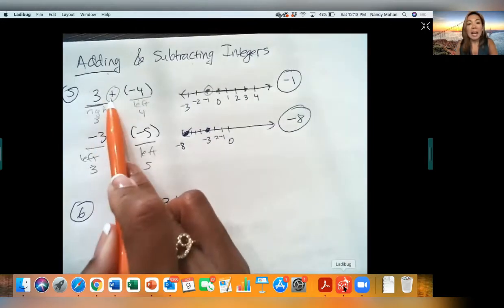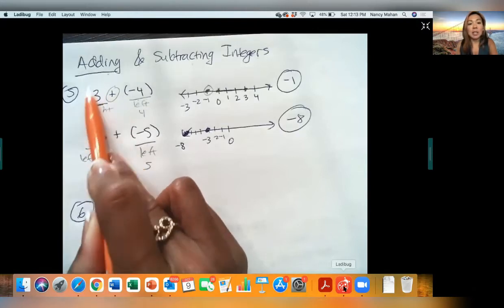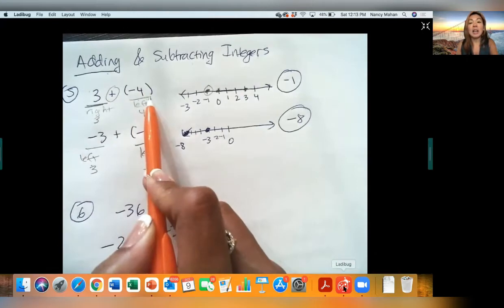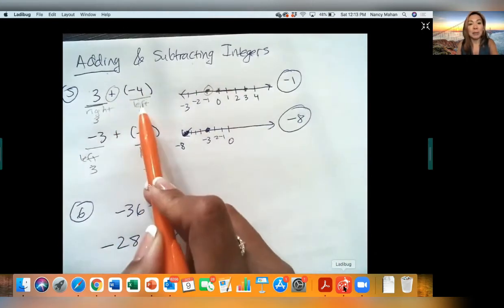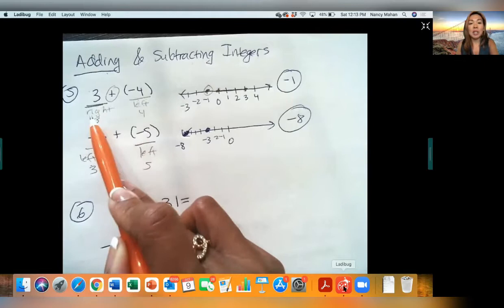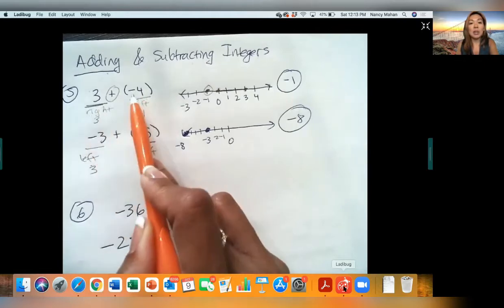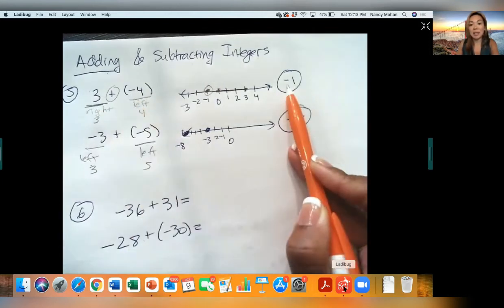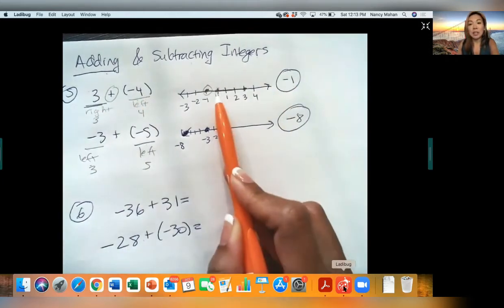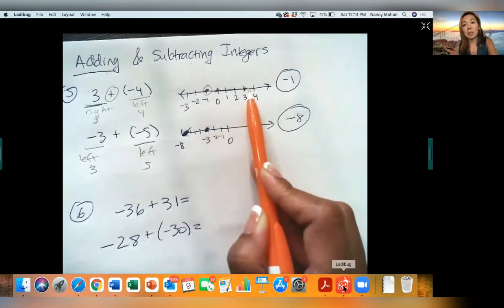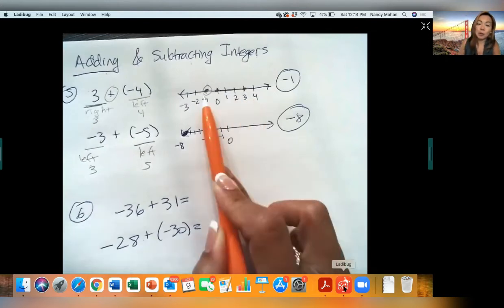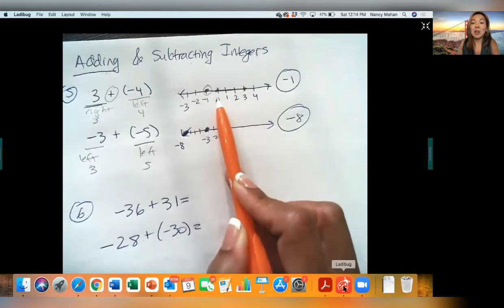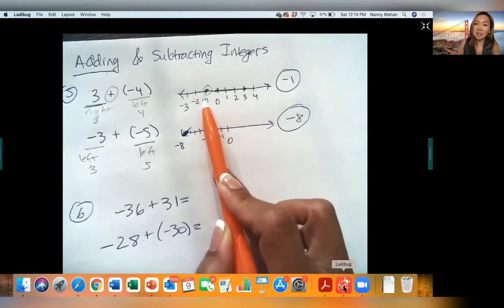When you are adding one number that's positive and one number that's negative, so they have opposite signs, you're going to have to subtract the numbers. So when you subtract 4 and 3, you get 1. And the one with the bigger number, the number 4, has a negative sign, so that one wins the sign, and you get negative. Because here we walked to the right 3 spaces and then to the left 4 spaces. So we walked more to the left than to the right, and therefore we want to end with a negative answer.